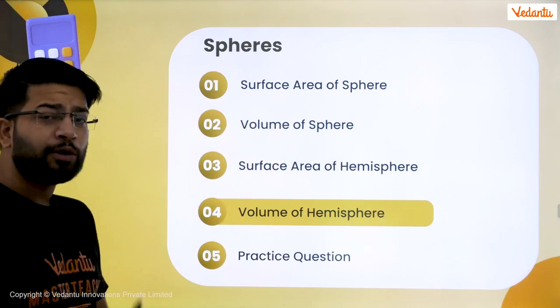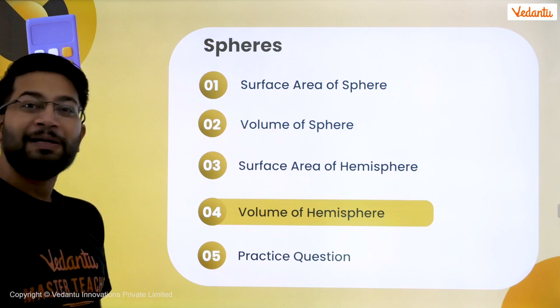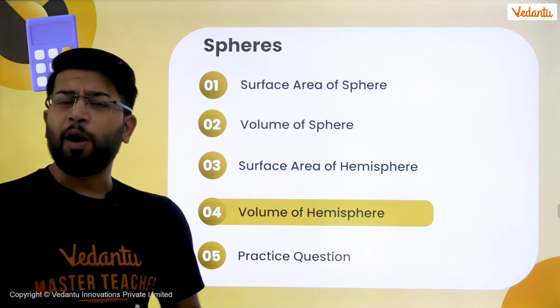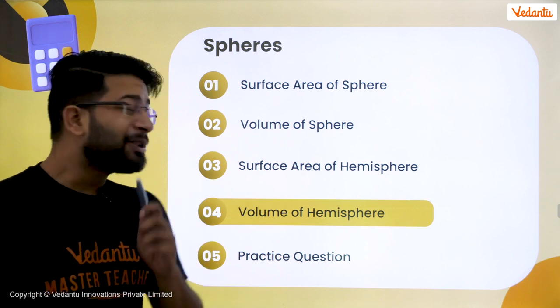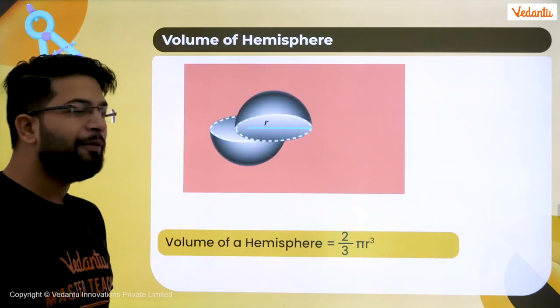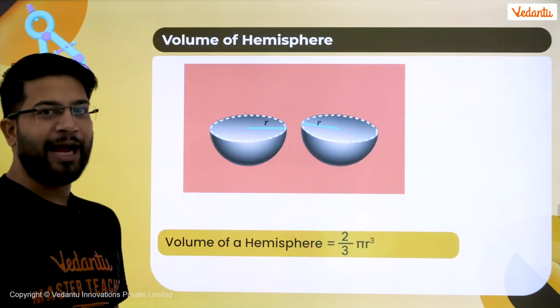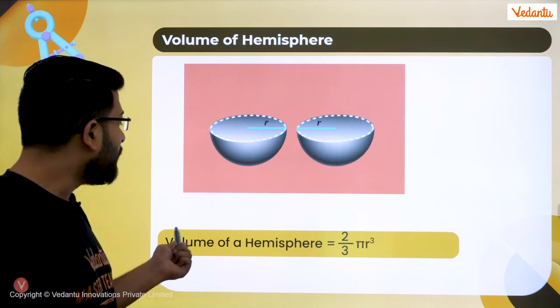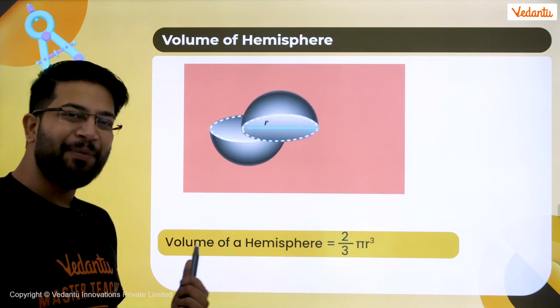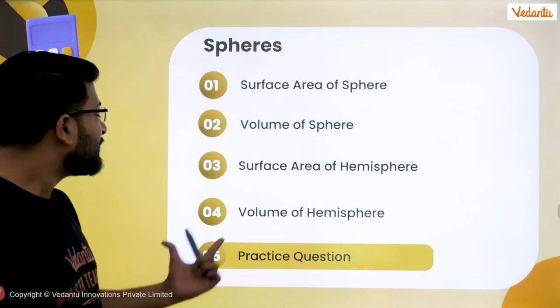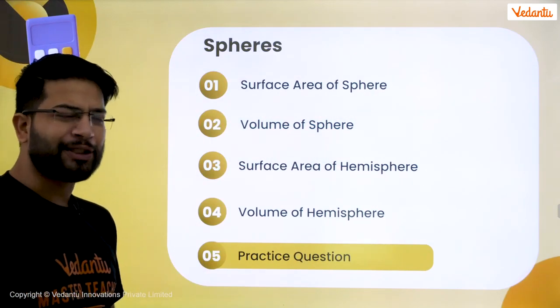Now if we talk about the volume of the hemisphere, we know that the volume of the sphere is 4/3 pi r cube. So champ, the volume of the hemisphere will be just half of that, right? So the volume of the hemisphere will be 2/3 pi r cube. I hope it is clear. Very good. So now champ, let's practice some questions.